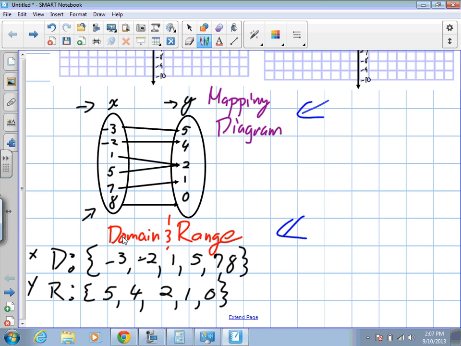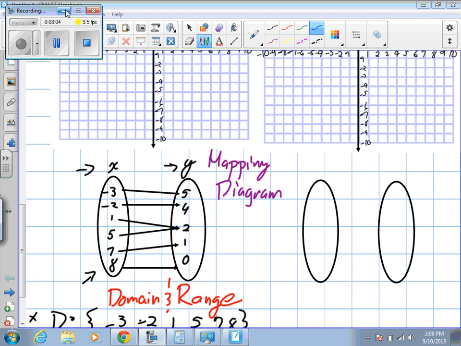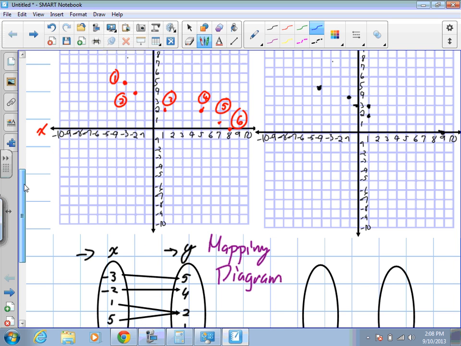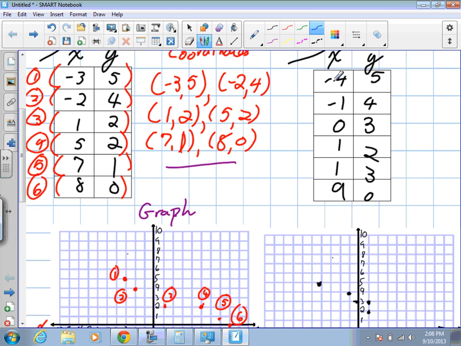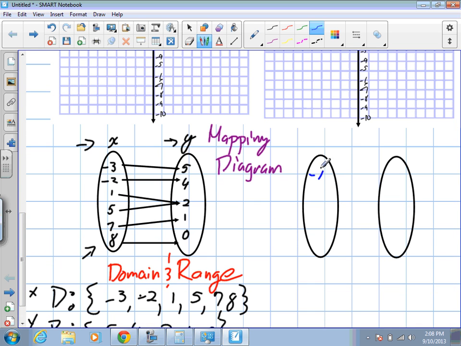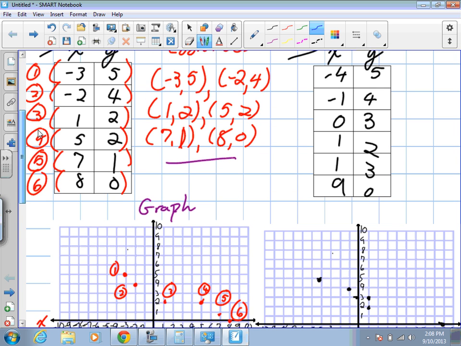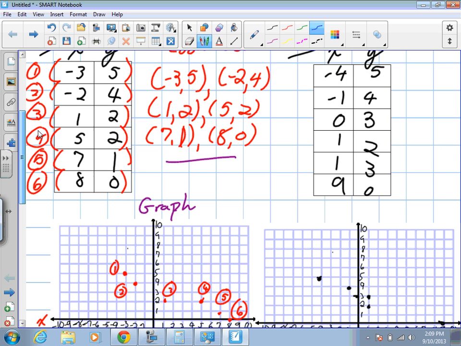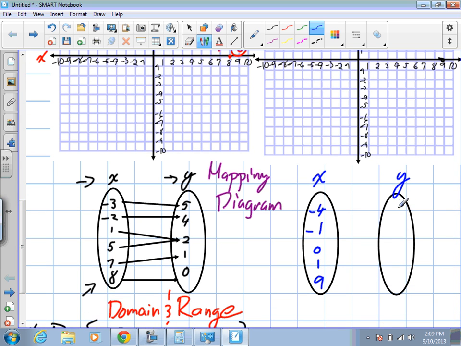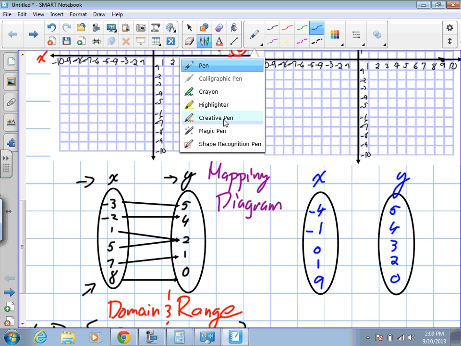Okay, we're going to put it into a mapping diagram. My x values were -4, -1, 0, 1, and 9. Those were all the x values. All the y values were 5, 4, 3, 2, and 0. So it'll be a little more complicated on this one, but it'll also help tell us that this is not a function. You'll understand why.